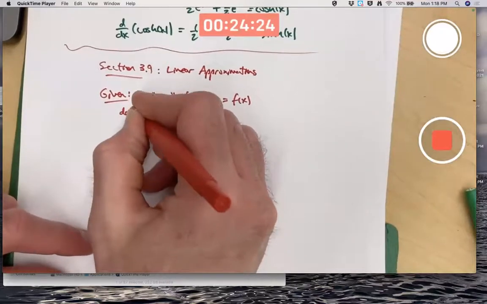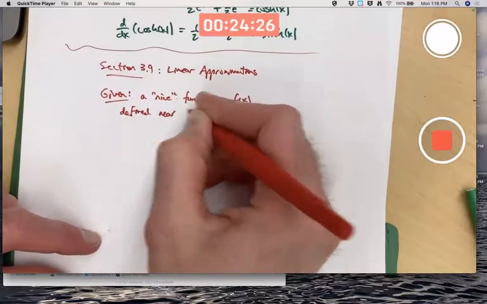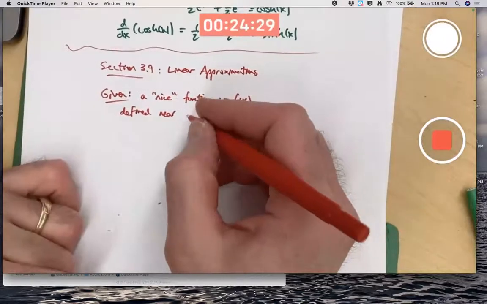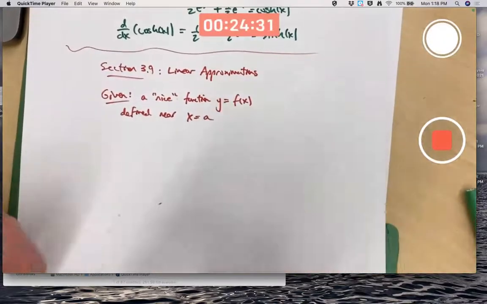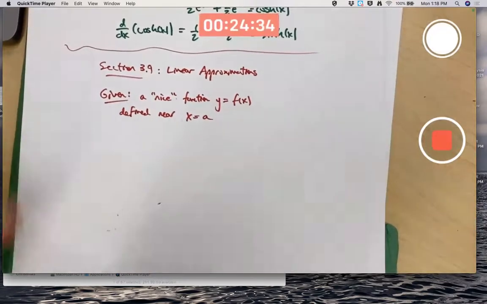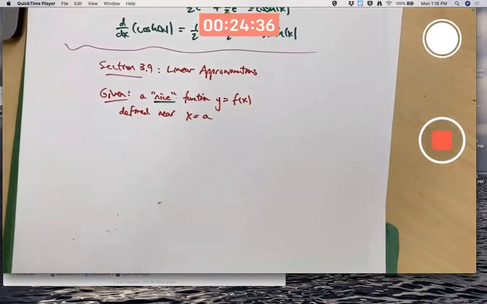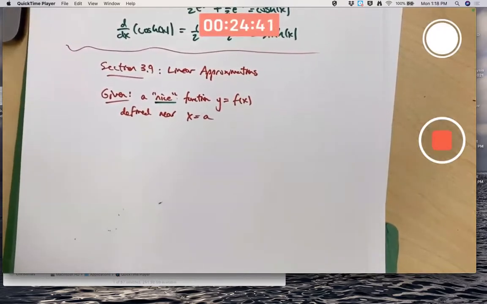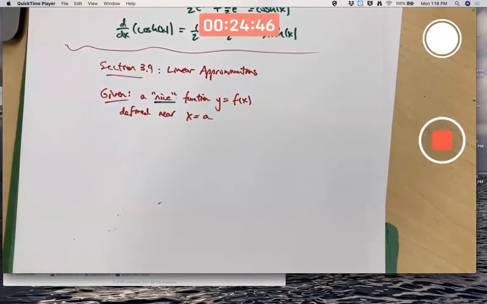Given a nice function, y equals f of x, defined near some particular value of x, call it x equals a. What does nice mean? Certainly continuous and certainly differentiable. Actually, if I assume it's differentiable, it would automatically be continuous. I don't know if you remember, but 4 weeks ago or so, I did say that if a function has a derivative, it's automatically continuous. One way a function can fail to be differentiable is it can fail to be continuous. You can have a jump discontinuity.